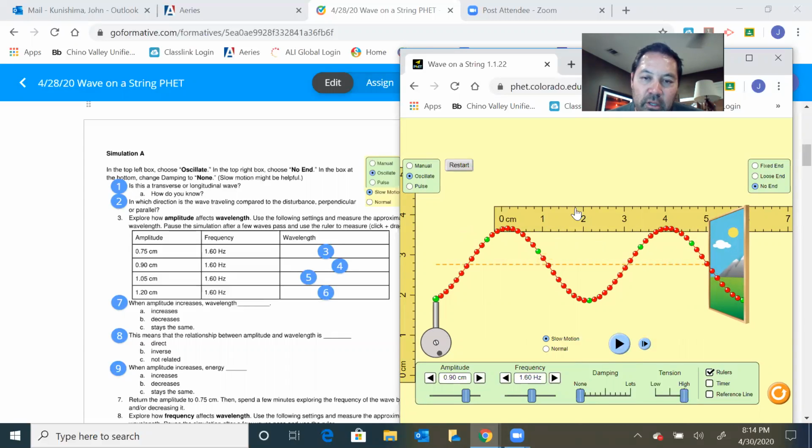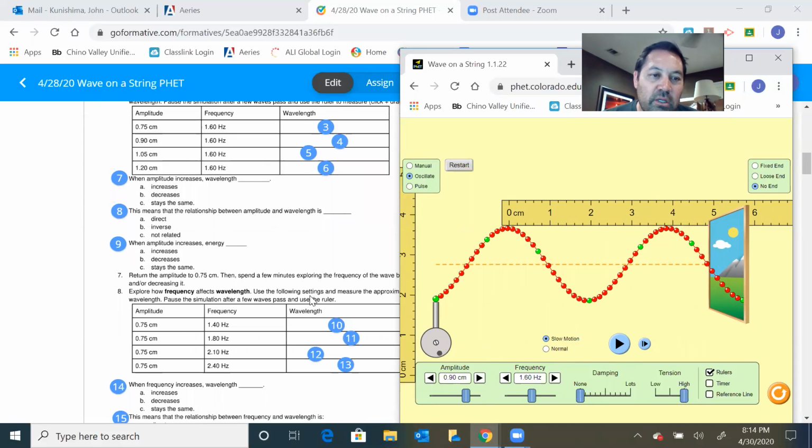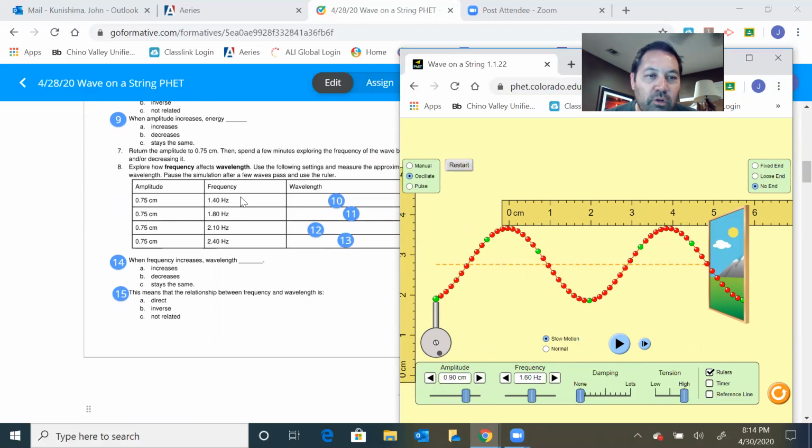And pause right there. Take your ruler, move it around, and measure from one end all the way to the other, and again, it's about 4. So what we're noticing is that no matter what you put your amplitude on, your wavelength is going to be the same. So wavelength is not affected by amplitude. I'm going to let you pick the other ones and then answer the questions. And then we're going to go to the next one.